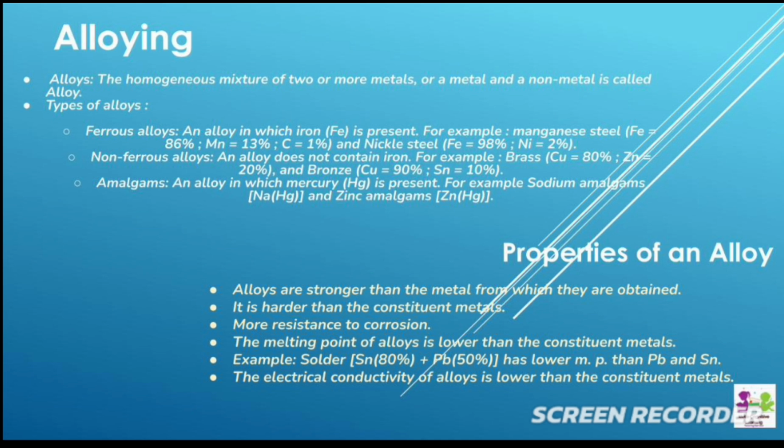Alloys are nothing but a homogeneous mixture of two or more metals, or a metal and a non-metal, or a metal and a metalloid. That combination is what we call an alloy. So I have iron, I have nickel, I can melt all of them, make it a single solution and mix them into a single material that is known as an alloy.